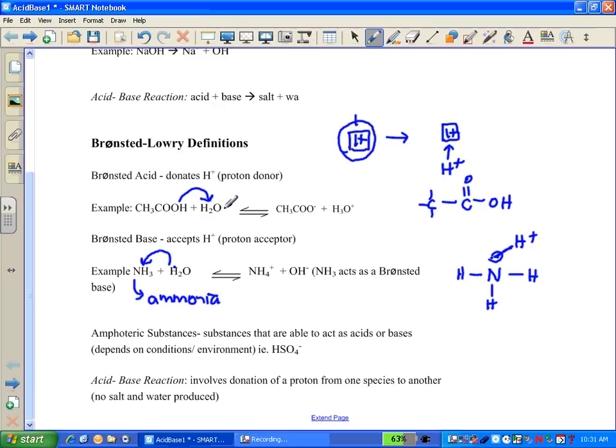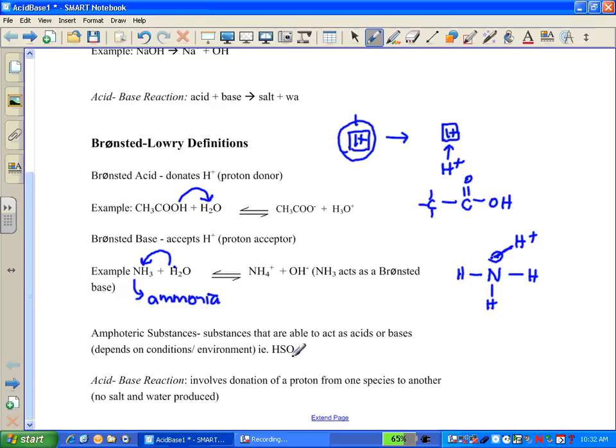Now you may be wondering why water in this situation is accepting a hydrogen ion, and in this situation it's the donor. This is what is called an amphoteric substance. So water has the ability to act as an acid or as a base, and it will change depending on what other substances are present. So in the case of reacting with vinegar, because the vinegar is more acidic, the water is forced to act as a base. While in the second example, the water is the more acidic of the two, so it's the one that donates the proton.